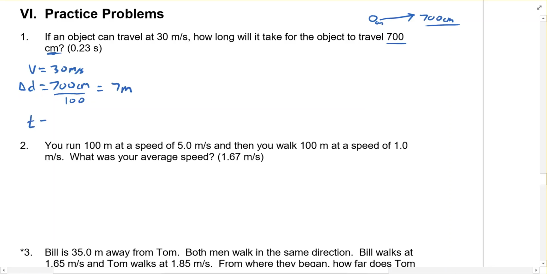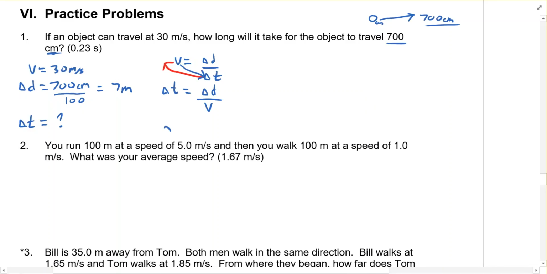And time was the one I was looking for. Technically that's change in time. So I'm going to start off by saying V is equal to change in distance over change in time. Now time is the thing I'm looking for, right? So what I'm going to do is rearrange this formula. I'm going to bring time up to this side of the equation. Multiply both sides by time if you want to think about it that way. So time is equal to change in distance divided by velocity.